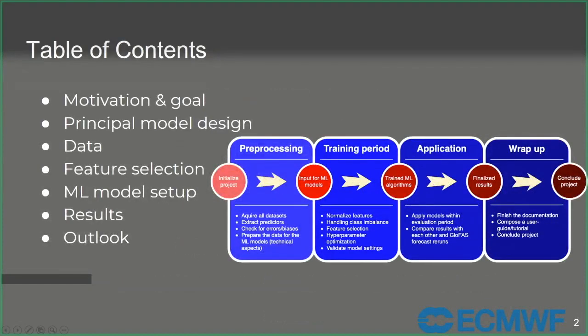So a short overview of what our project workflow was about. I will quickly introduce the motivation and goal we had, principal model design, and then a few things on data, feature selection, the machine learning model setup, results and outlook, so the usual structure. And there are 4 important parts in the whole project. The first was getting all the necessary data from ECMWF and Copernicus. Then you have the training period where you tune the models, the application to some new data which the model hasn't seen before, and finish with concluding remarks.